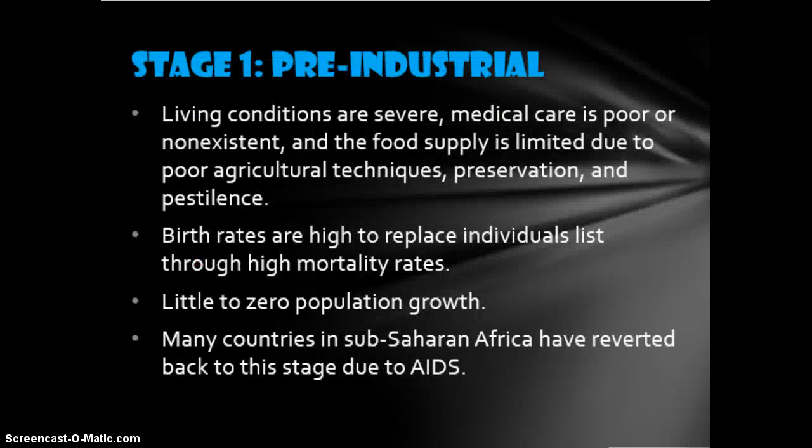So you need to know the characteristics of each stage. In that pre-industrial stage, living conditions are really severe. You don't have much medical care. You have a limited food supply. They're still pretty much growing their own food. So you have a really high birth rate because people have lots of kids in order to make up for that high mortality rate, and also to work on farms and things like that. So you have little to zero population growth during this stage because that mortality rate is so high. Many countries right now in Africa are experiencing this stage again, even though they had moved past it, because AIDS is taking them back to this level.